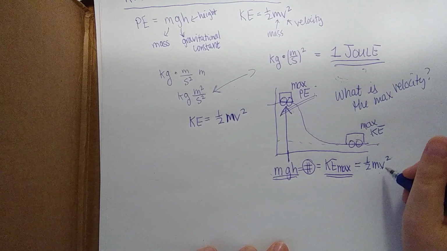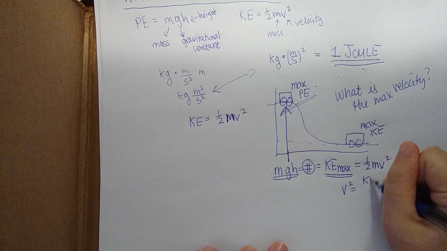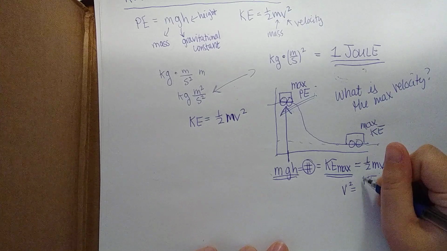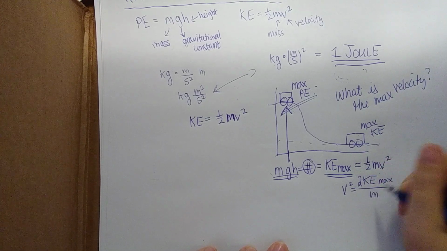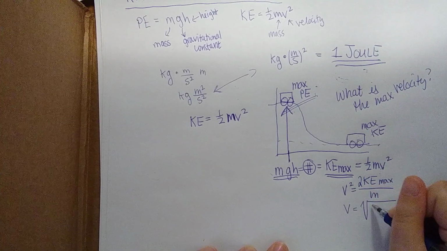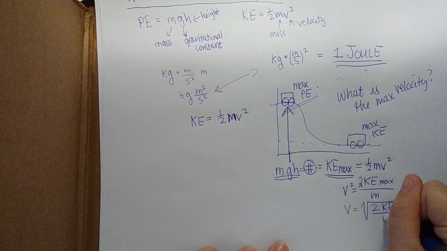So let's do that. So velocity squared is going to end up being kinetic energy max times 2 over m. I'm just rearranging this equation here, and then solve for v, just take the square root. So v equals the square root of 2 times kinetic energy max over m.